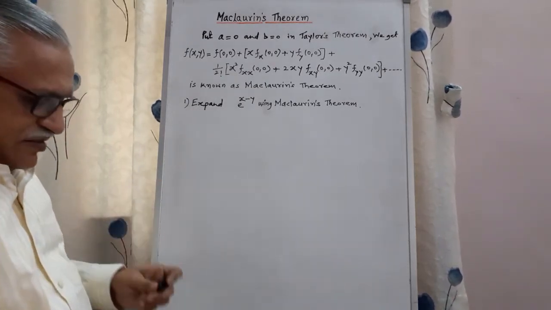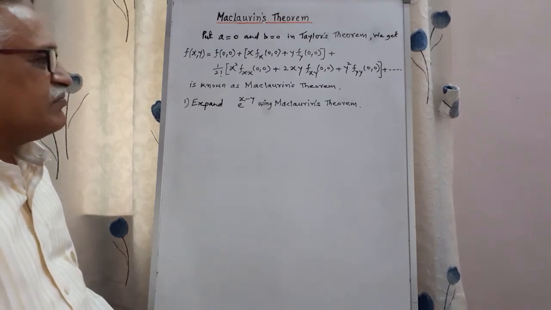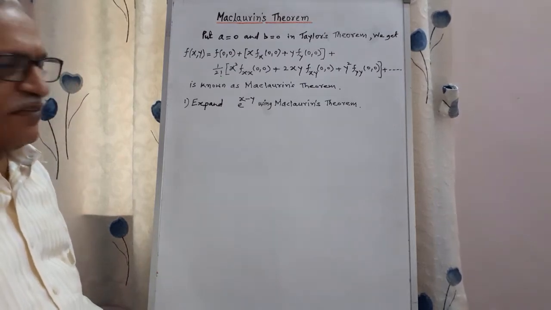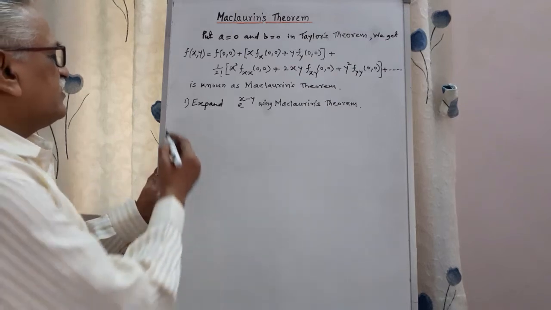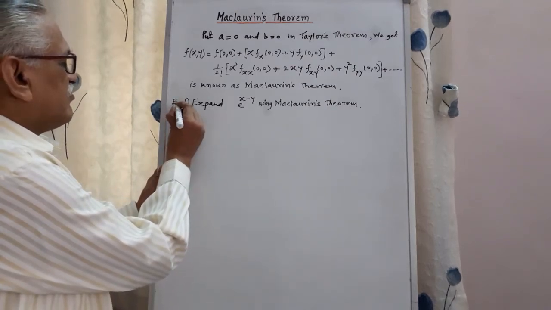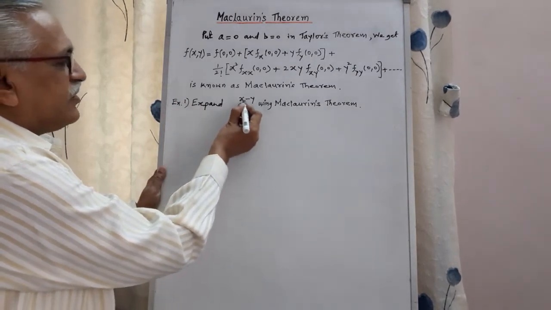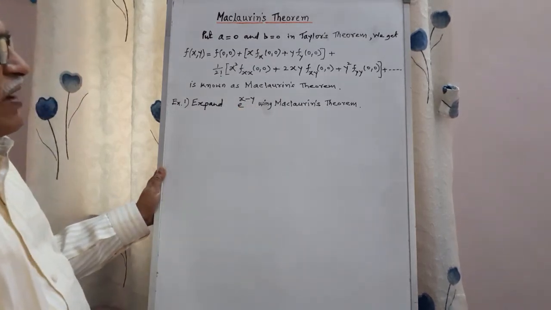I will explain this by solving two simple examples once again. First one, expand e raised to x minus y using Maclaurin's theorem.